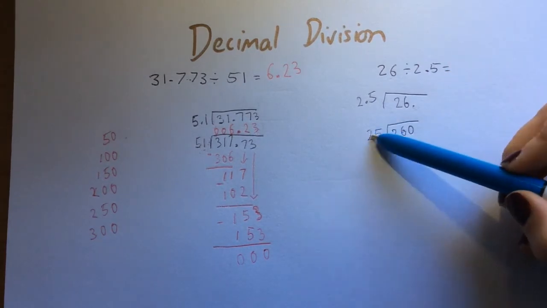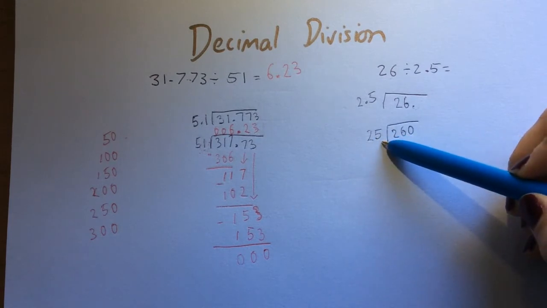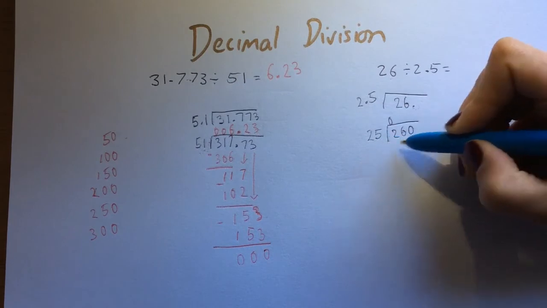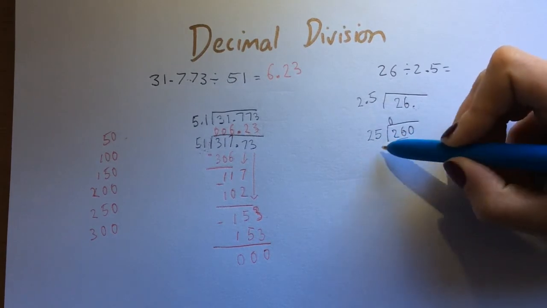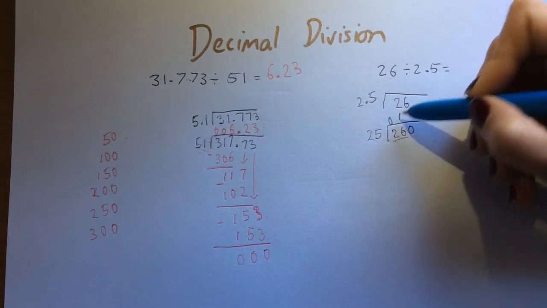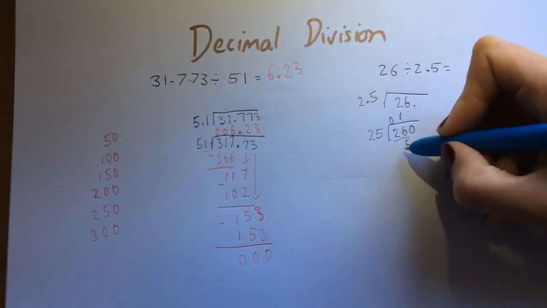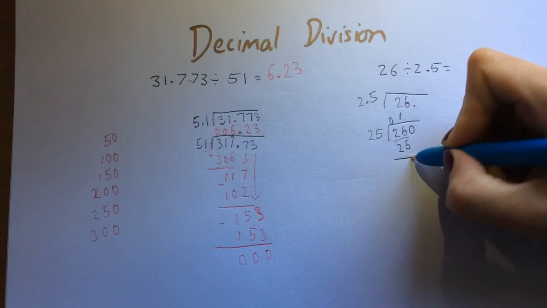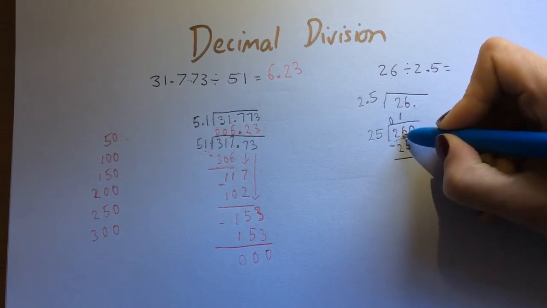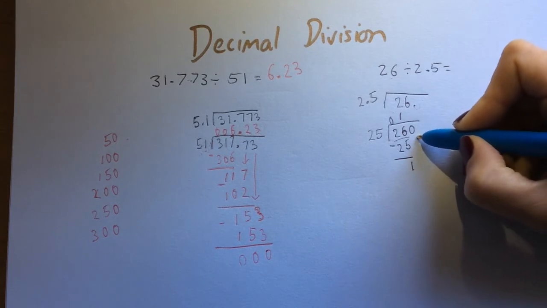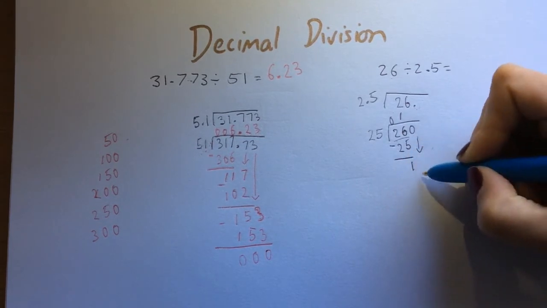Okay, so now we're going to do this sum. How many 25s go into 2? 0. How many 25s now go into 26? 1. 1 times 5 is 5. 1 times 2 is 2. So 26 take away 25, that's 1. And then I bring down my 0.